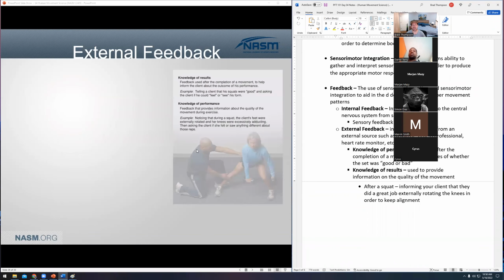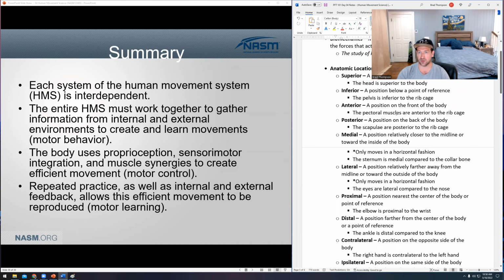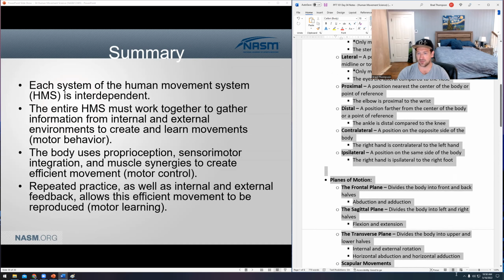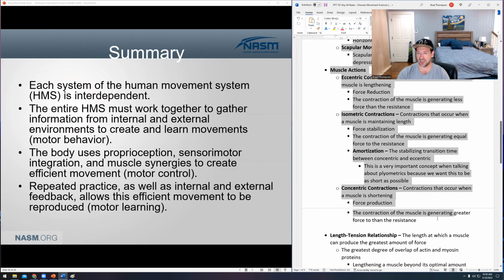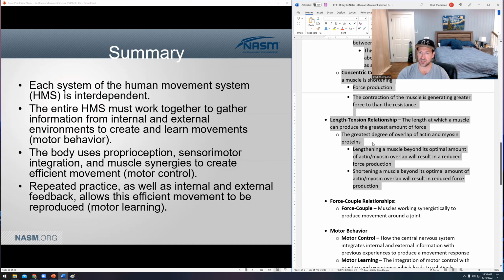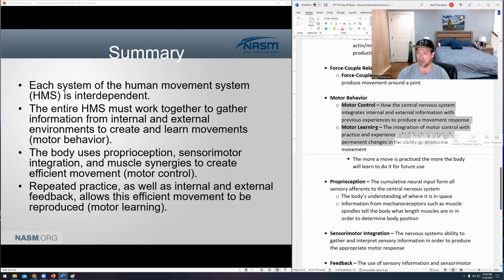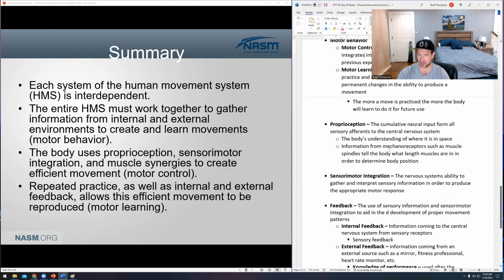So all that stuff is important, but I rushed this last portion because it's not as relevant right now in the assessments class. Really right now, we just want you guys to get an understanding. If you focus on these notes later today, guys, I really want you to stay in the first half, down to length tension relationships, like muscle actions, concentric, eccentric, isometric, and length tension relationships. That's the important part. We will teach you force couples and how they work together in program design classes.